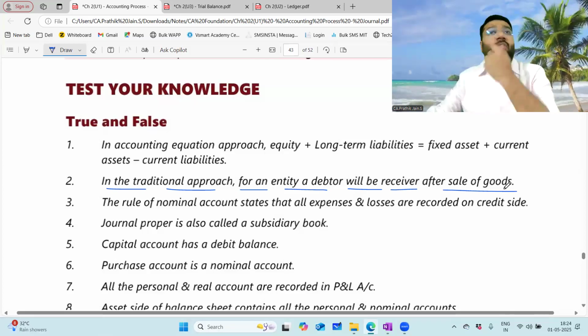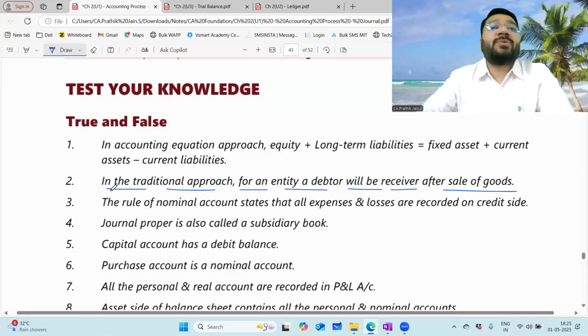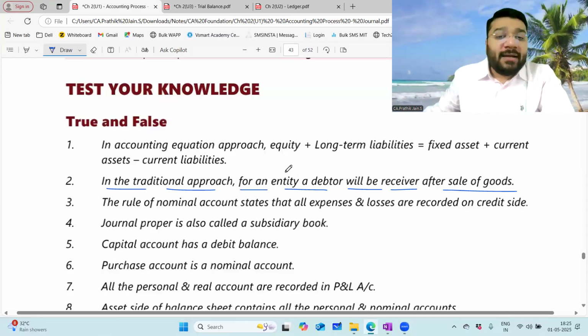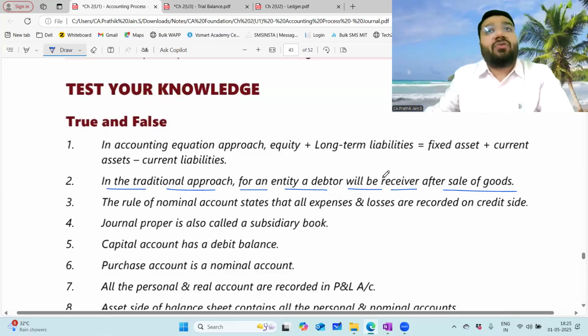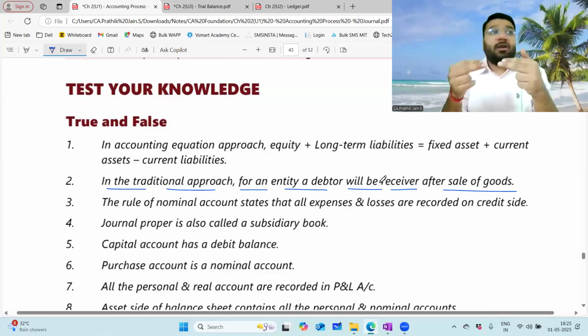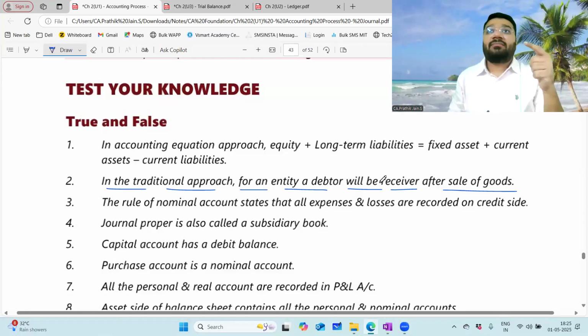Second one, in the traditional approach, for an entity, a debtor will always be the receiver after the sale of goods. True or false? In the traditional approach means what? Debit the receiver, credit the giver. Debtor is a natural personal account or artificial personal account. For an entity, debtor will be receiver at the time of sale of goods. Debit the receiver.